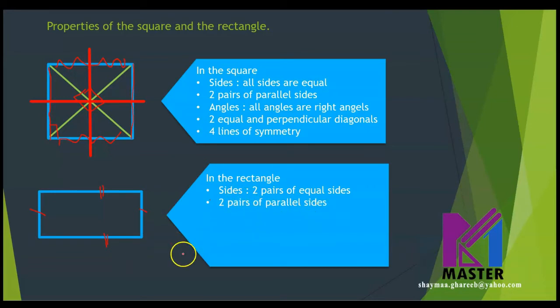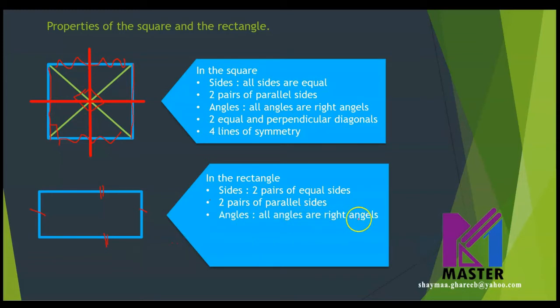Two pairs of parallel sides. Also, this side is parallel to this one, and this is one pair, and this side is parallel to this one, and this is another pair. So two pairs of parallel sides.